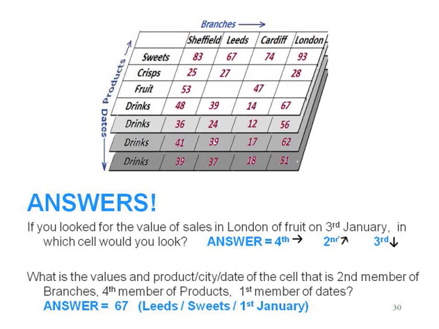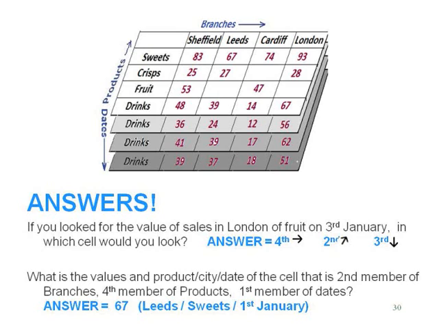In the previous slide, we asked you in which cell should you look for the value of sales in London of fruit on the 3rd of January. The way to find this is to look at the 4th cell across, the 2nd cell going from front to back, and the 3rd cell down. Do you see how that corresponds to London, fruit, and 3rd of January?